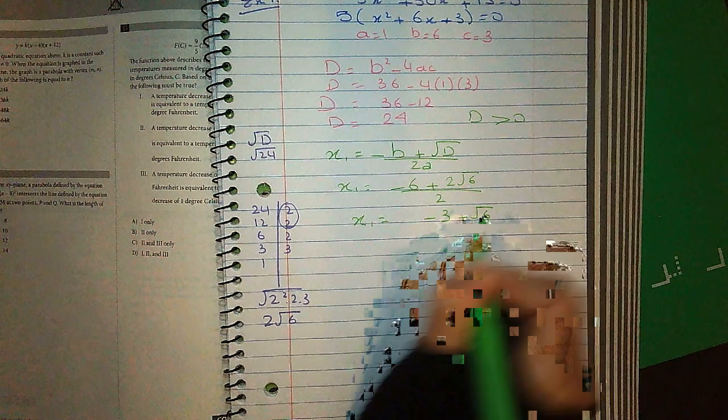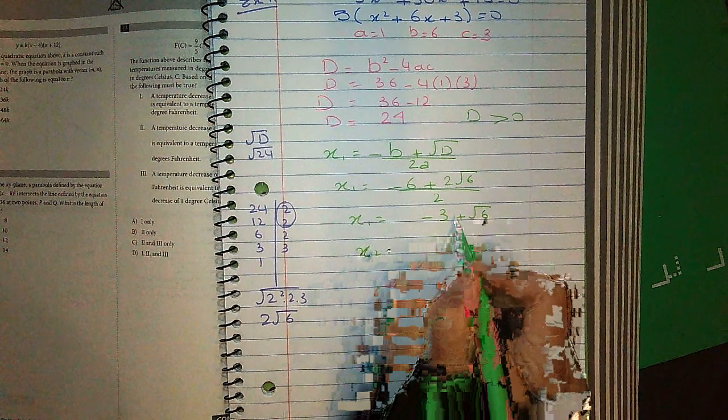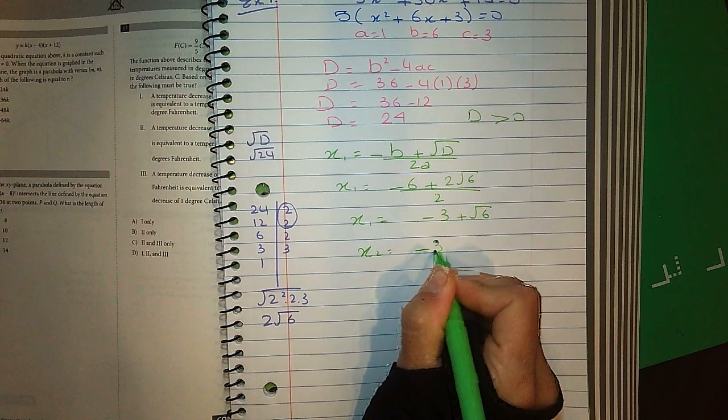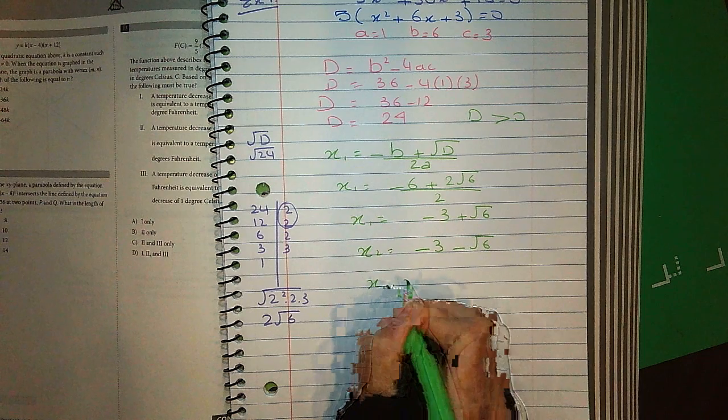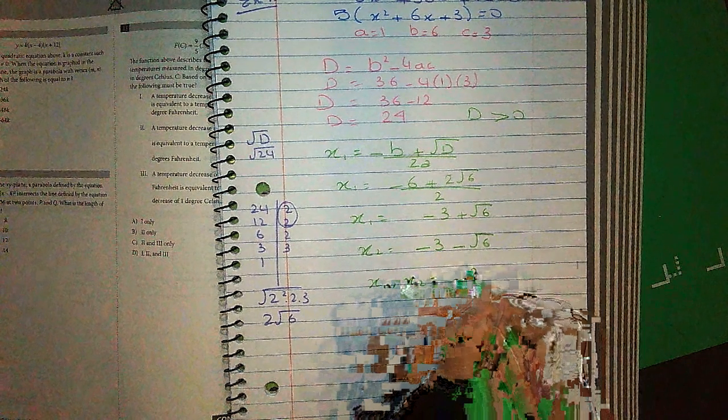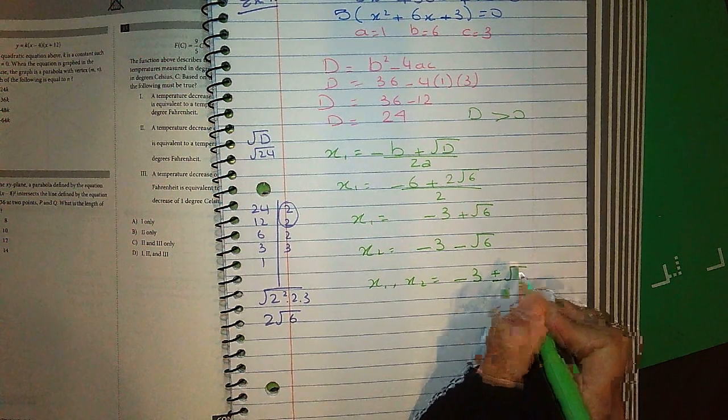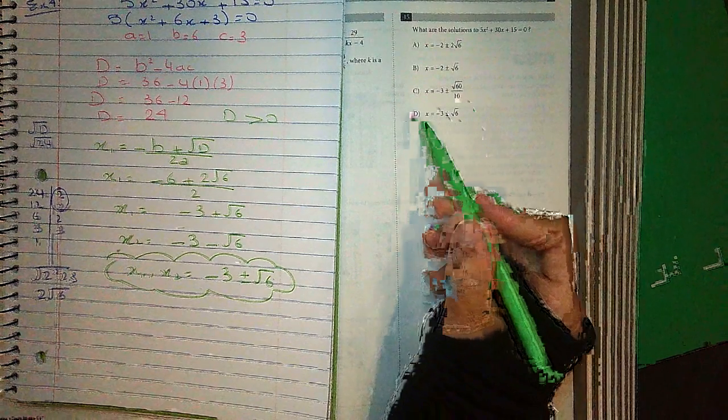x1 is negative 3 plus square root of 6. And of course, x2 is going to be just the opposite of this sign, which will be negative 3 minus square root of 6. So x1, x2 will be negative 3 plus or minus square root of 6. And these are the solutions of the function, so it would be d.